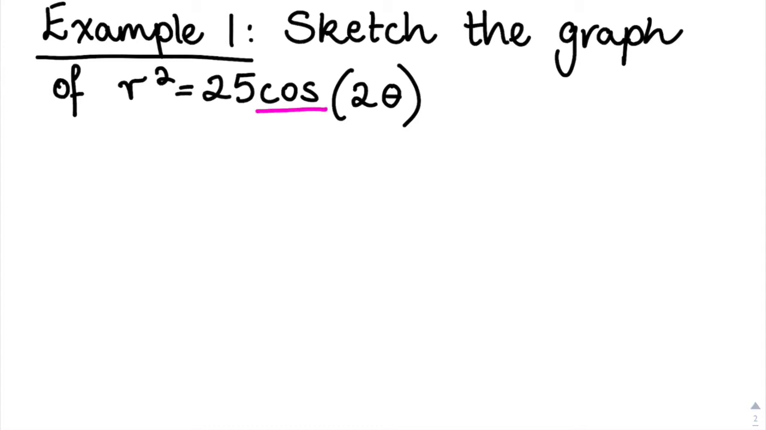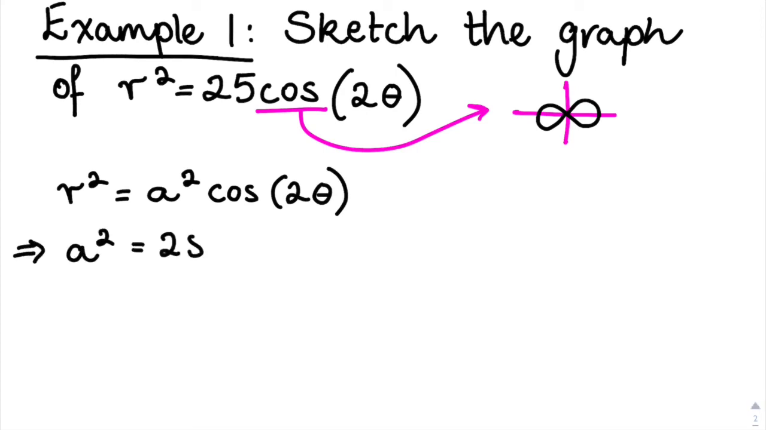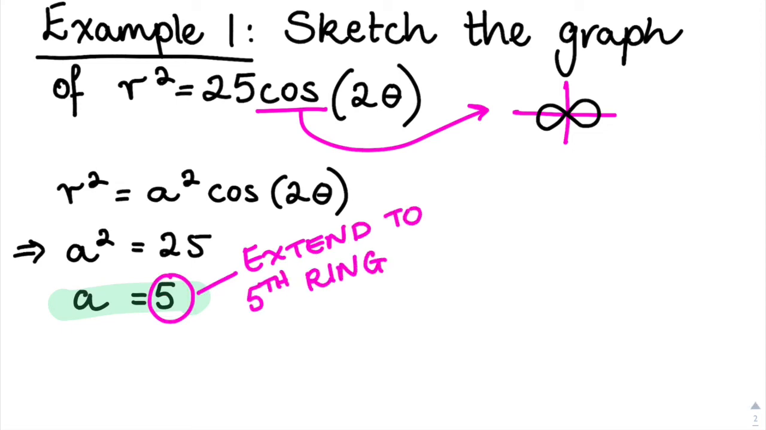Since the lemniscate uses the cosine function, we know that the graph will have a horizontal orientation. Now, all we need to do is figure out a. Since the general equation of the cosine lemniscate is this, we can see that a squared is equal to 25. So a must be equal to 5. This means that we extend the propeller to the 5th circle on the polar plane.